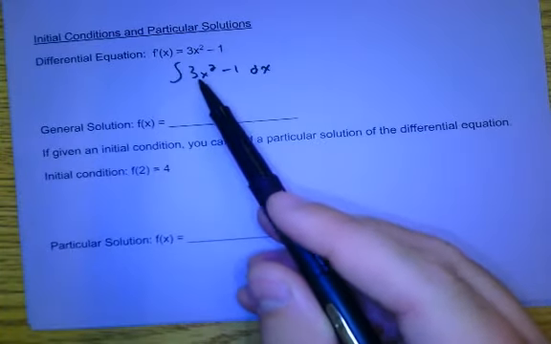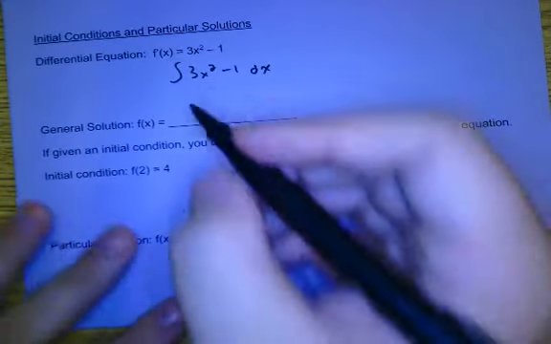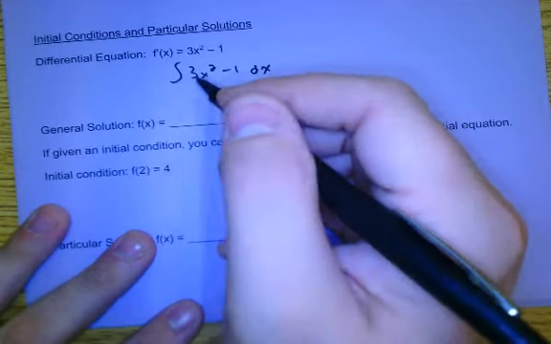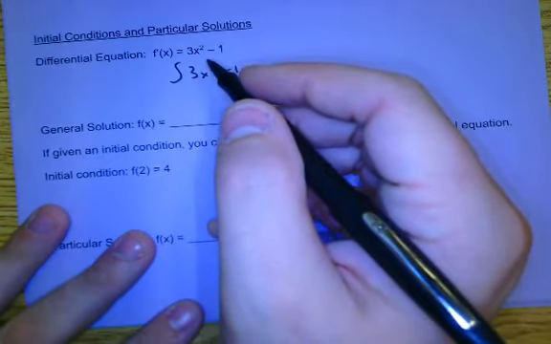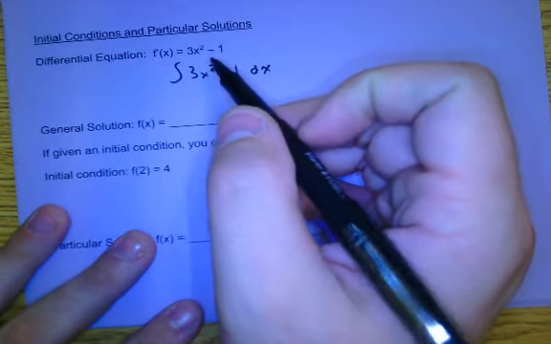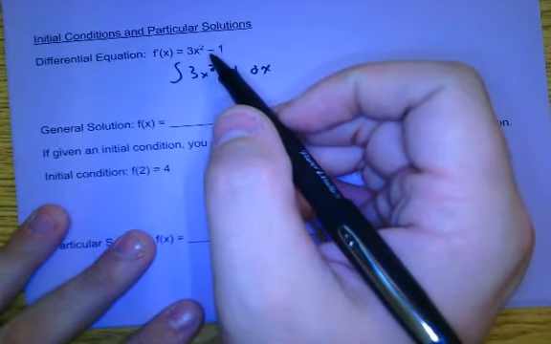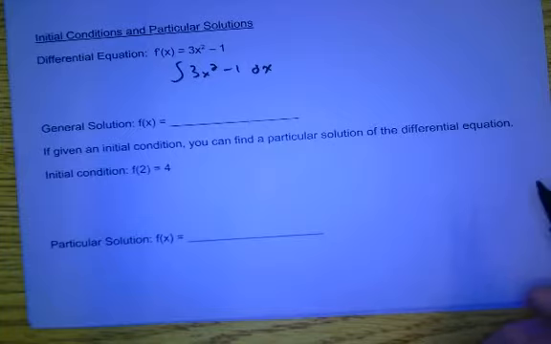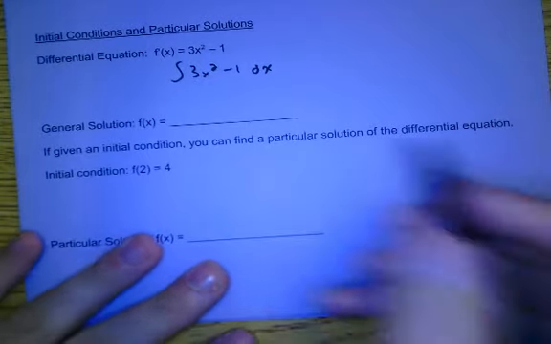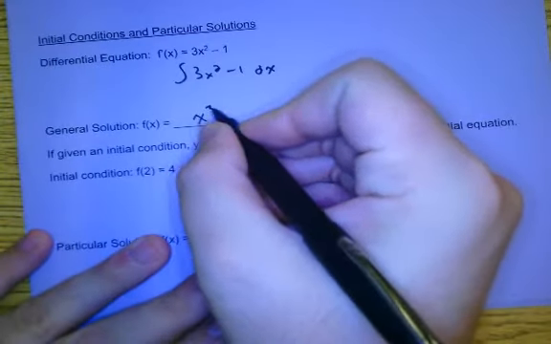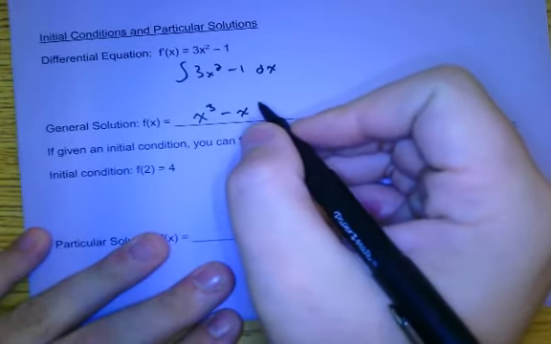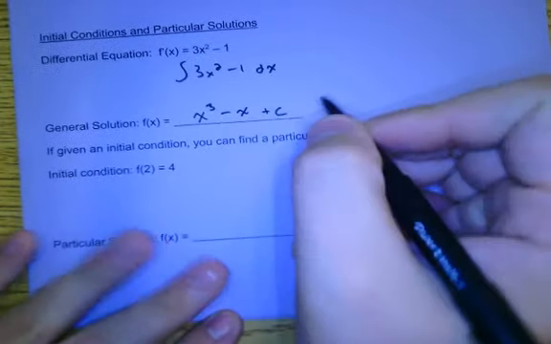So let's find the antiderivative of each of these. What's the antiderivative? 3x squared is what, Neelish? Antiderivative of that is? You said it already. What's the antiderivative of 3x squared? X to the third. Very good, Neelish. Minus x plus c.